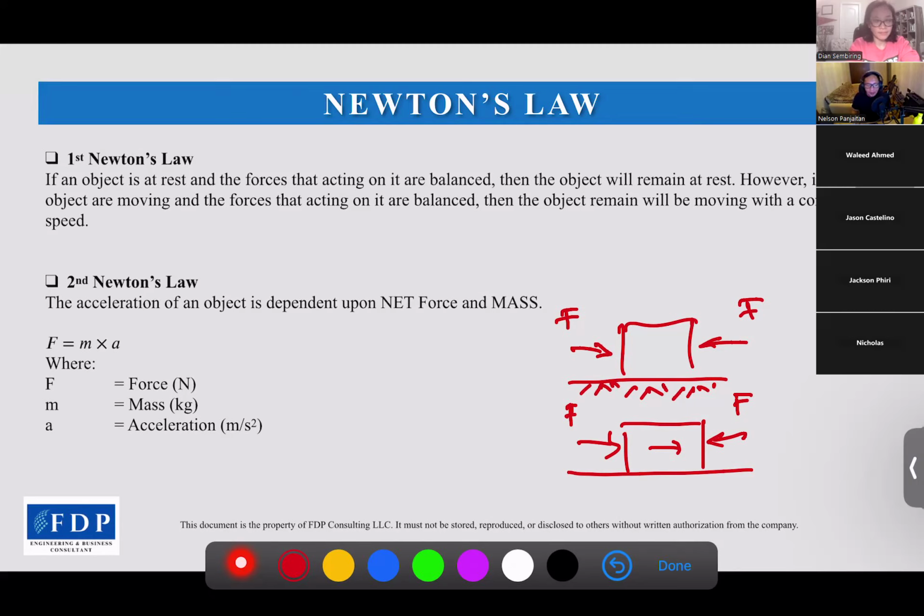The second Newton's law is that the acceleration of an object depends upon the net force and mass. So this is force equals mass times acceleration.